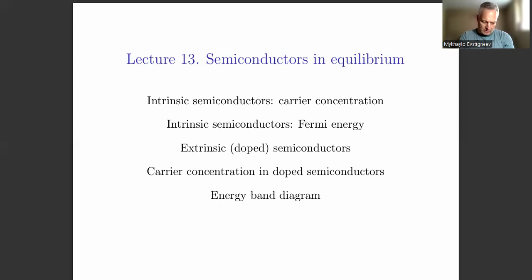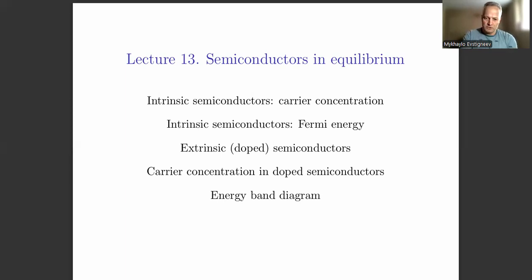So in this lecture, I will tell you about intrinsic semiconductors, how to find the electron and hole concentrations in intrinsic semiconductors, and how to find the Fermi energy in intrinsic semiconductors. Then I will move on to the more general semiconductor type, the so-called extrinsic or doped semiconductors, in which you introduce deliberately shallow impurities, that is, impurities which are easily ionizable. They easily turn into positive or negative ions.